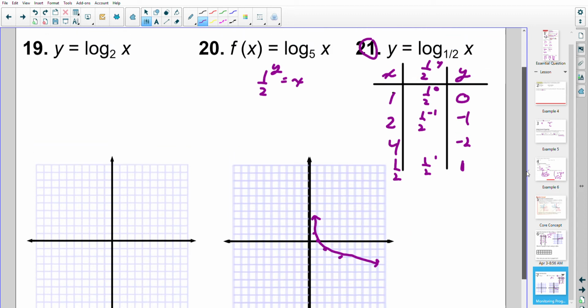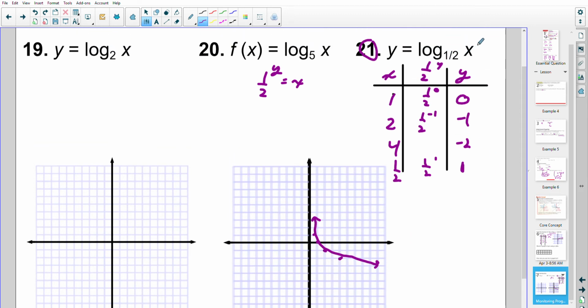Notice that on here, you can't take a log of a negative number. X's cannot be negative. So you can see that the domain is going to go from 0, not including 0, to infinity. The range is going to be all real numbers.